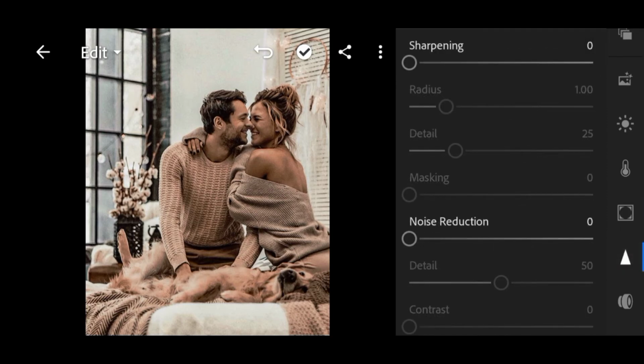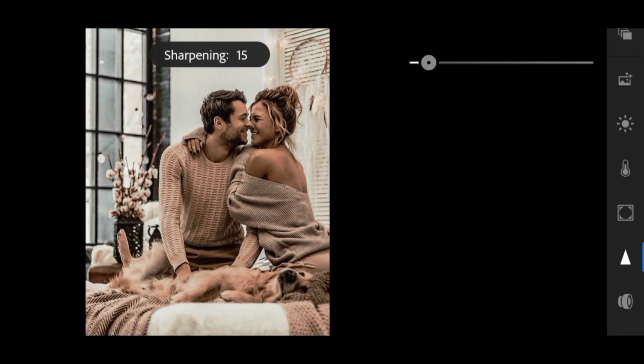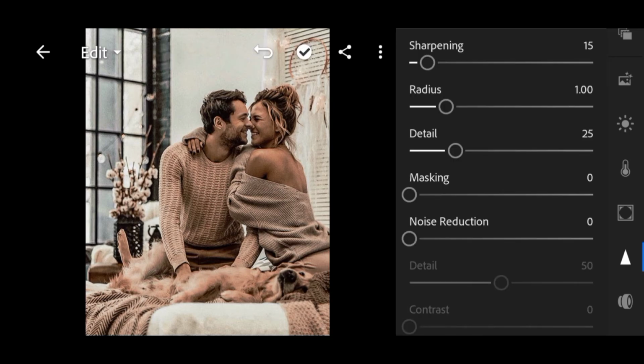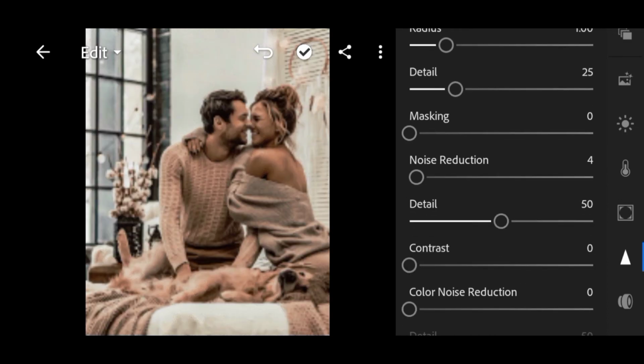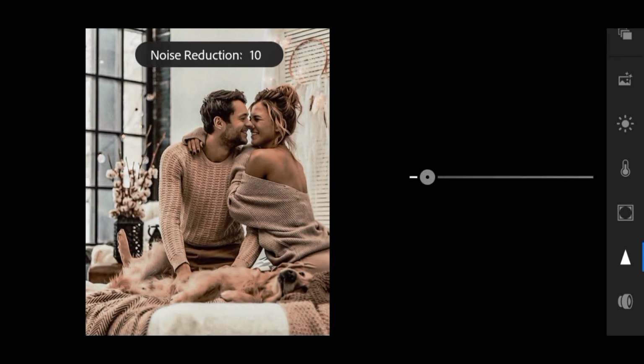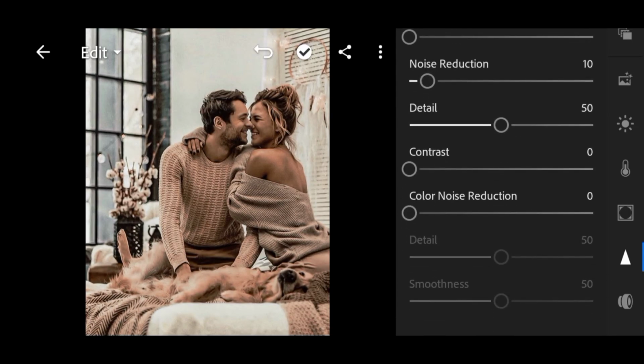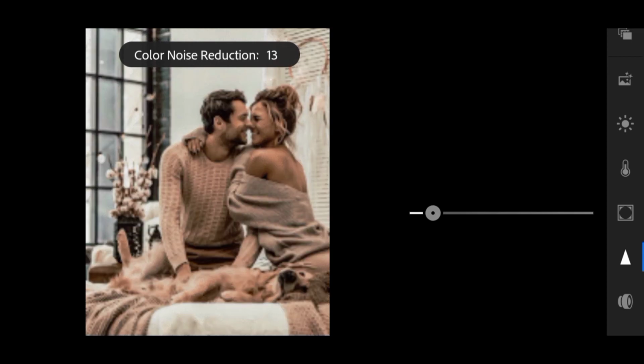Now go to detail. Sharpening 15. Noise reduction 10. Color noise reduction 14.